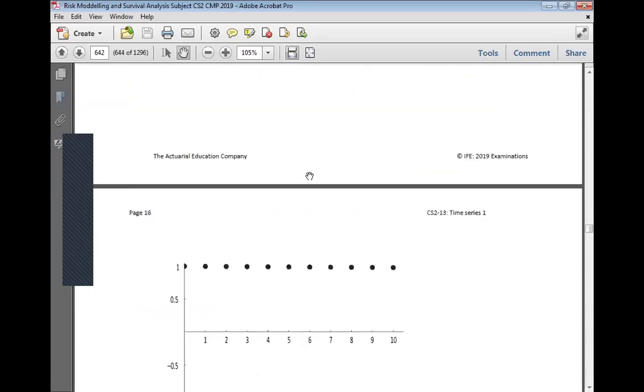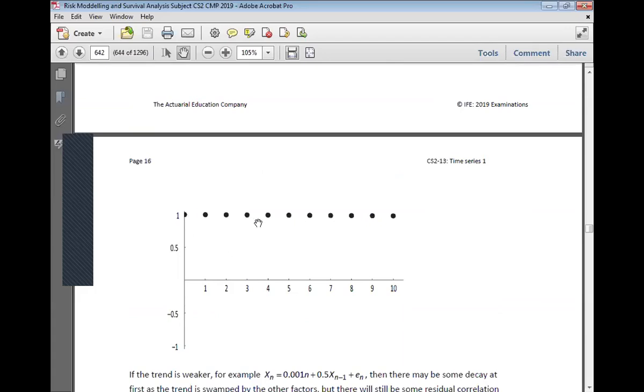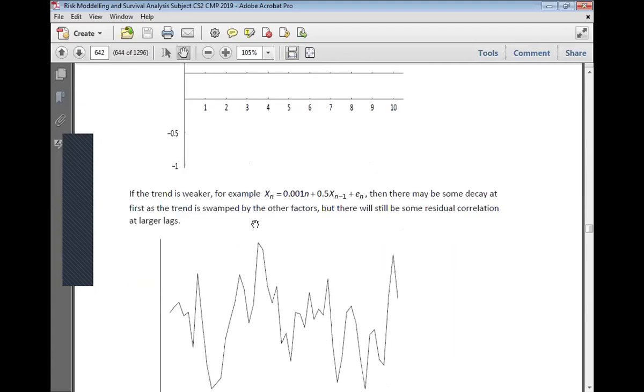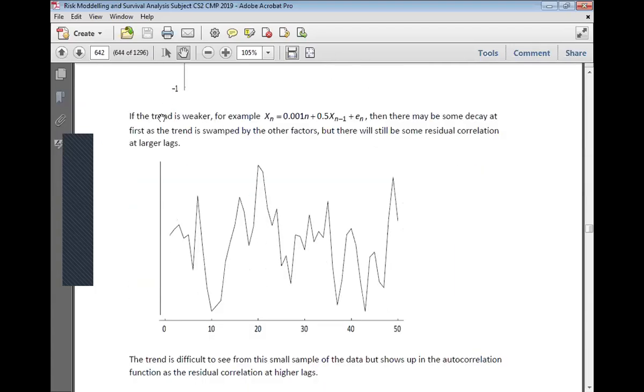Okay, so when you have this, clearly it is not declining easily or quickly. So it shows that this is a very strong trend, because there is nice correlation even at lag 10 and lag 1, if you have a look. But what can happen is sometimes the trend can be weaker, not as strong and not as prominent.